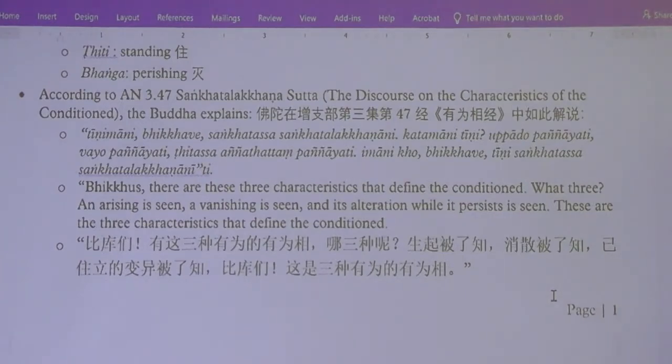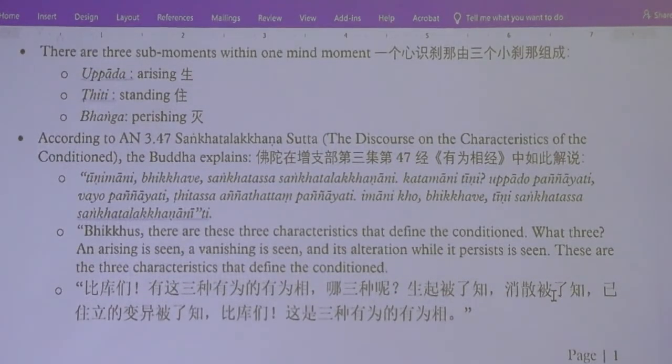What are the 3 states of sankhara? According to the sutta: rising, standing and perishing. We must understand this. This is why we are studying Abhidhamma. It is very helpful for our meditation object, to develop our meditation.